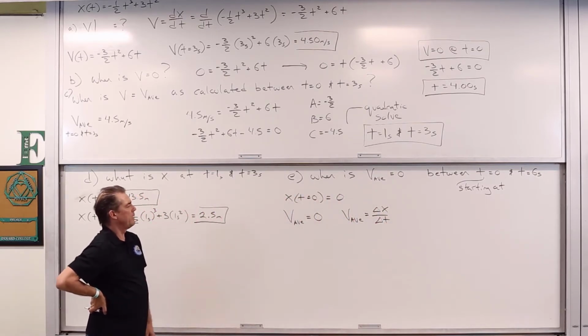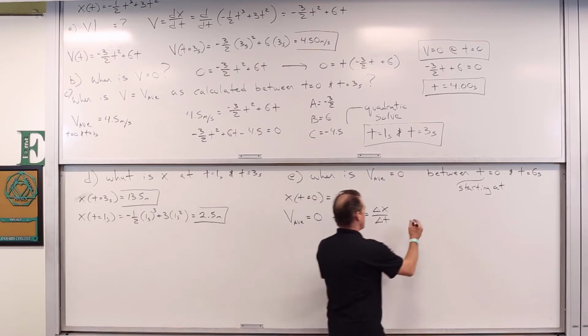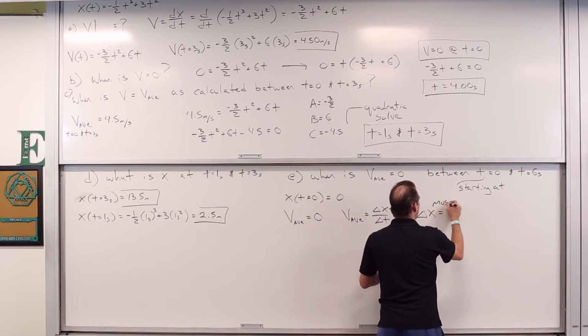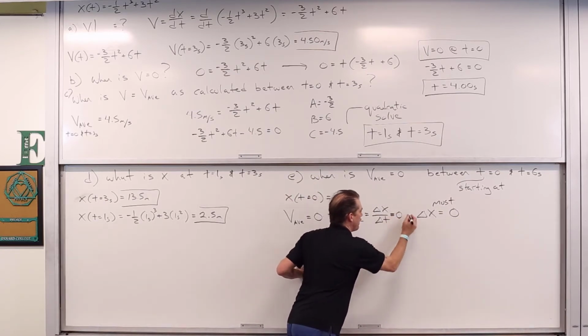So what does this really mean? That we want the average value to be equal to 0? What time does that occur at? Well, that means delta x must be equal to 0 if the average value is going to be equal to 0.